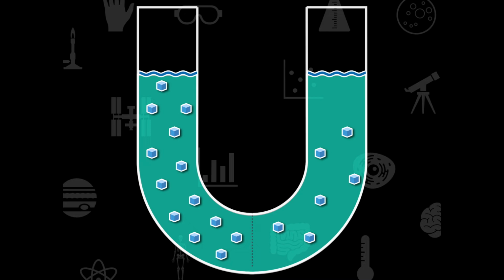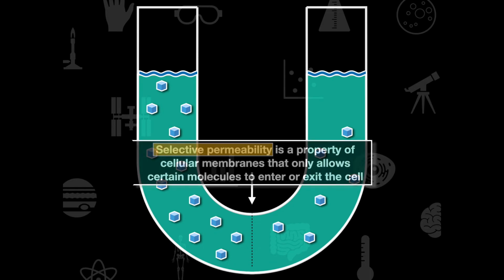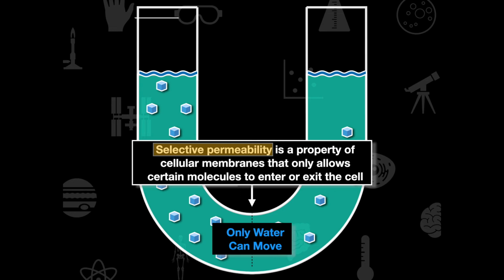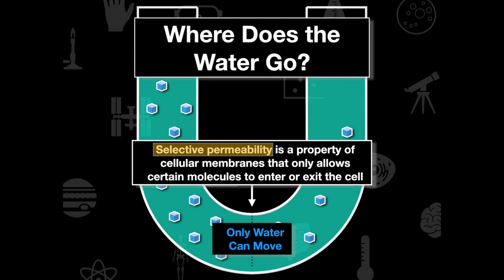So if we look at this example here, we can see this U with more salt on the left and less salt on the right. In the middle, this is a really common example we see in biology, where we have a U with water, salt, and a selectively permeable membrane. We can see here, where is the water going to move towards?